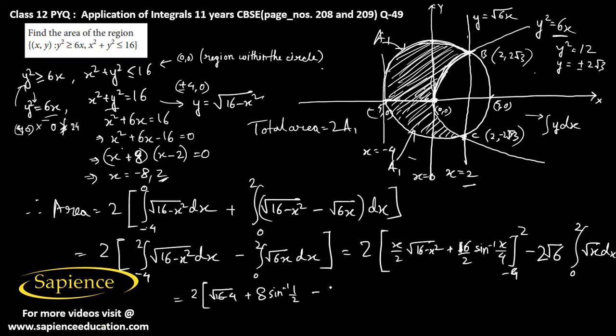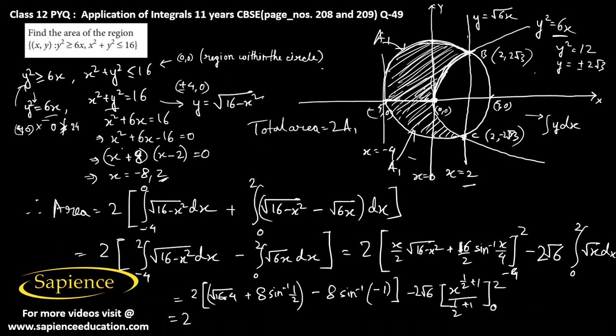Then minus, suppose if we put -4 here, this will become 0. So this will be -16 by 2, that is -8, times sine inverse of -1. Then minus 2 root 6 times x power half plus 1 by half plus 1, and that will go from 0 to 2, obviously.